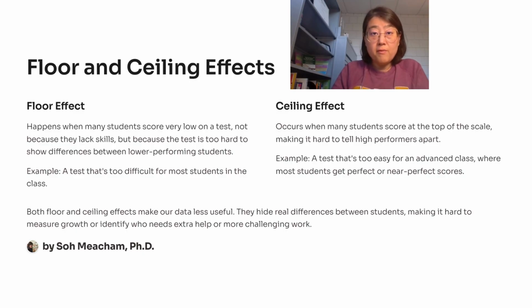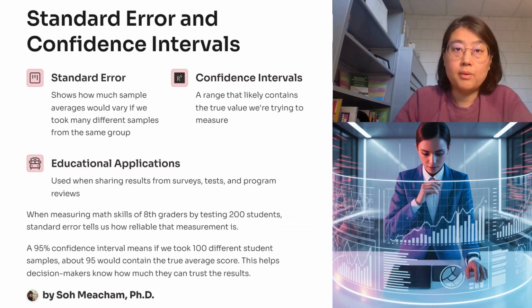Conversely, a ceiling effect occurs when most students score at the top, making it difficult to distinguish high performance. This could happen in an honors class where the material is too easy. Both effects limit the usefulness of our data and can obscure real variability among learners. Now let's consider the concept of standard error.